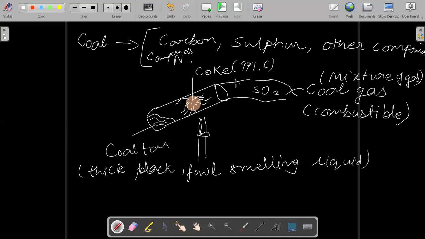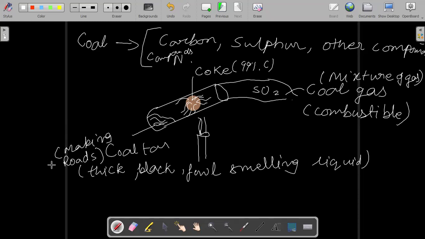Coke finds use in metallurgical processes. Coal tar is used for metalling of roads, that means for making roads. Coal tar is also used in explosives, no, sir? No, I haven't seen coal tar being used for explosives. So coal tar is not used for explosives.